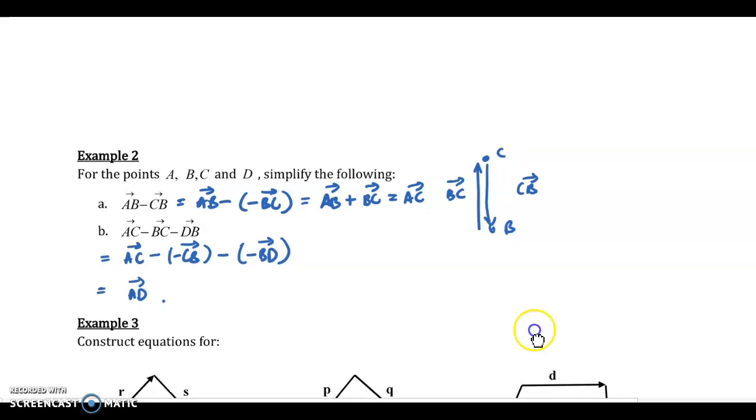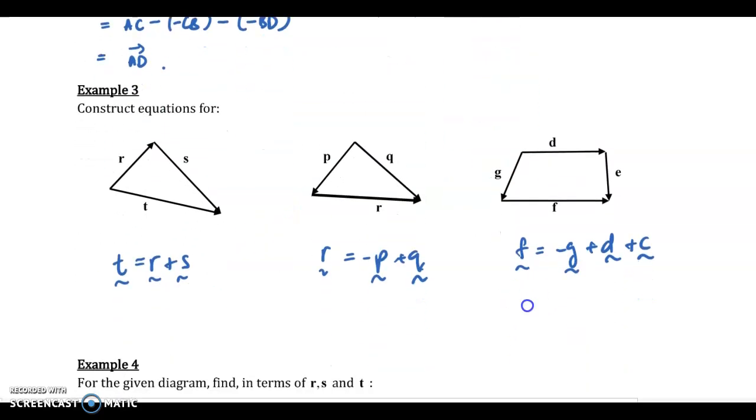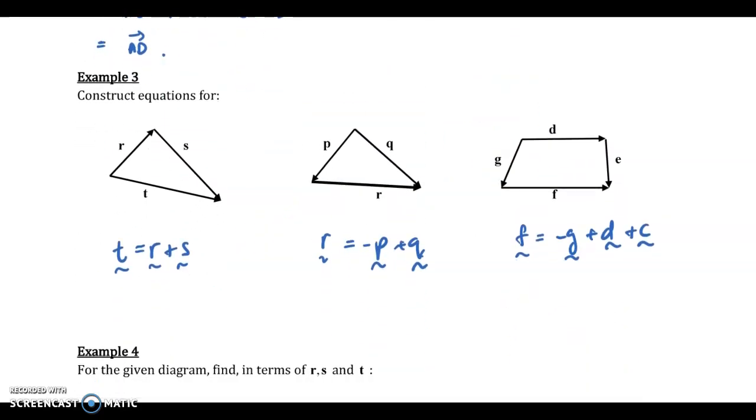In the next example, you can do this yourself as well, but I just wanted to remind you of the importance of recognizing what the resultant vector is. It will be where the two arrowheads meet. So the resultant vector is T here because that's where the two arrowheads meet, but it's T and not S because T starts at the butt as well. T will be the result of R plus S.